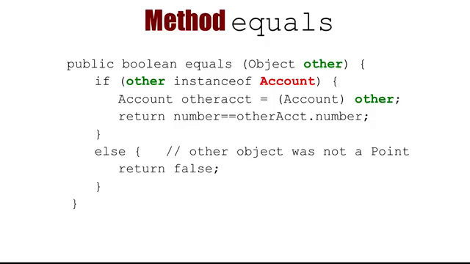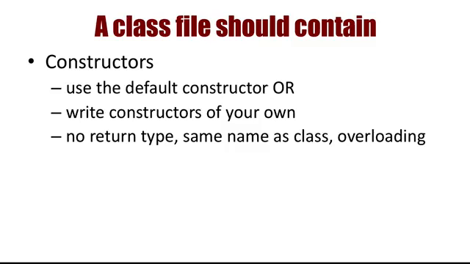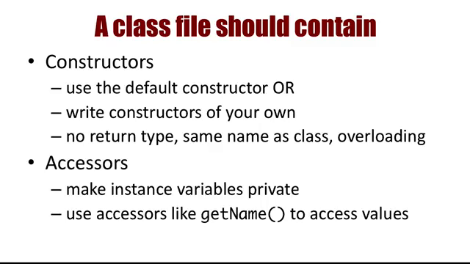We've covered a lot in this lesson, so let's quickly review. A class file should contain constructors. Every class will have a default constructor as long as no other constructors have been written. Once you begin writing constructors, you'll need to write a default if you want to use it. Every class will have accessor methods. The instance variables or fields of the class should almost always be private, so we need accessor methods to allow users of the class to access or examine these variables.